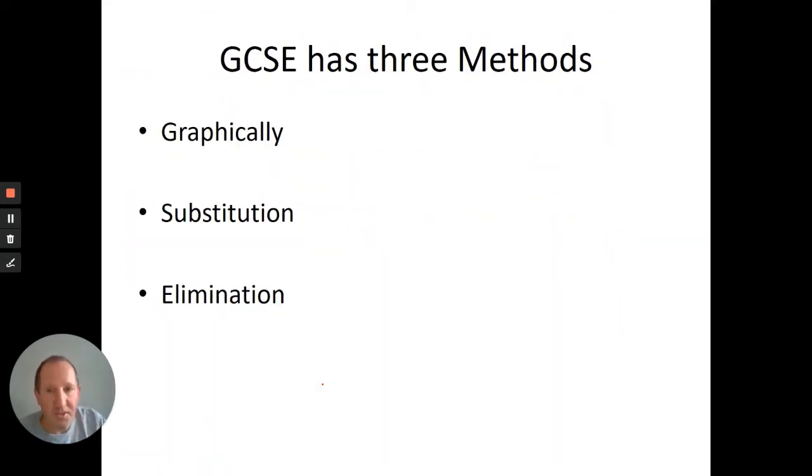So the three methods you need to know are graphically, so drawing a graph, and that's similar to what we did a couple of weeks ago. I think it was lesson 32. And substitution, which I'm going to do in this video as well. And then the next video we'll look at elimination.